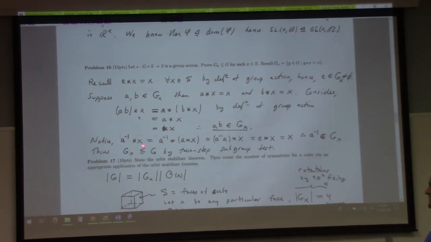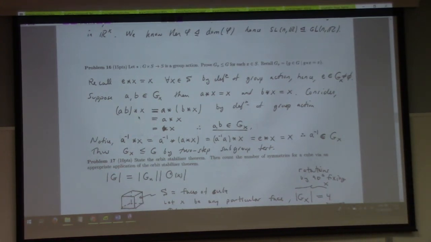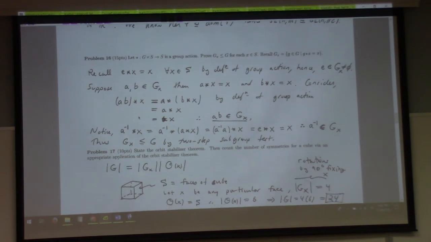Then the inverse. You can get stuck on this inverse thing sometimes, but it's actually not bad. You just have to use your imagination. X is A times X, which by the associativity axiom again is A inverse A times X, which is E times X, which is X again. So A inverse times X is X. Therefore, A inverse is in the stabilizer. Admittedly, sometimes students get stuck on this, and I understand that. I do too sometimes, but that's not a bad question. Of course, now that I put it on the review, it's less likely to be on the final.